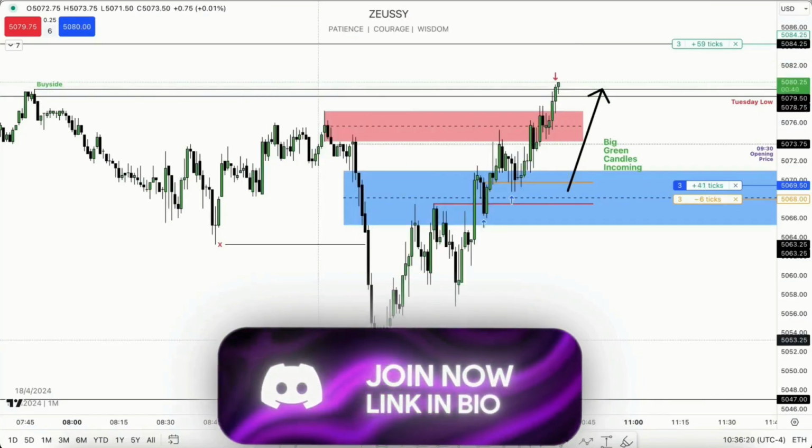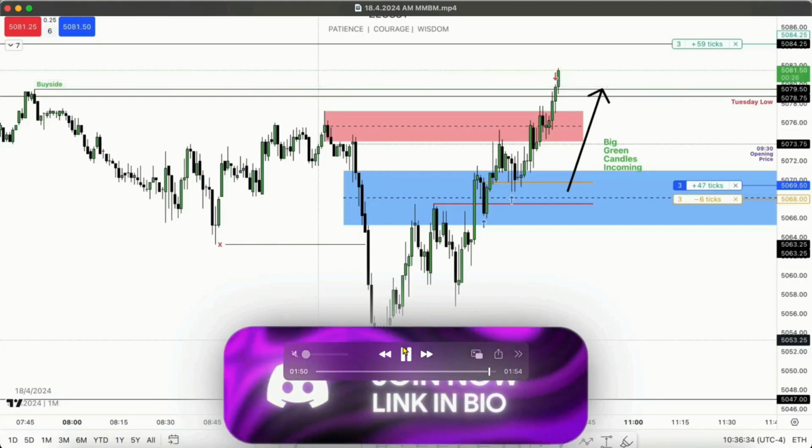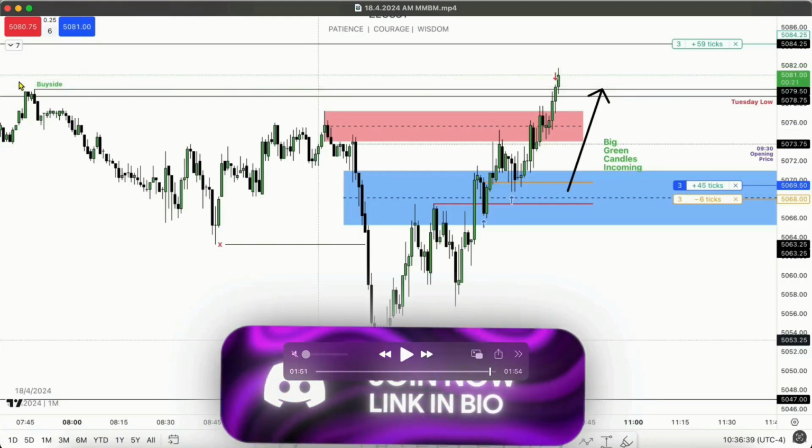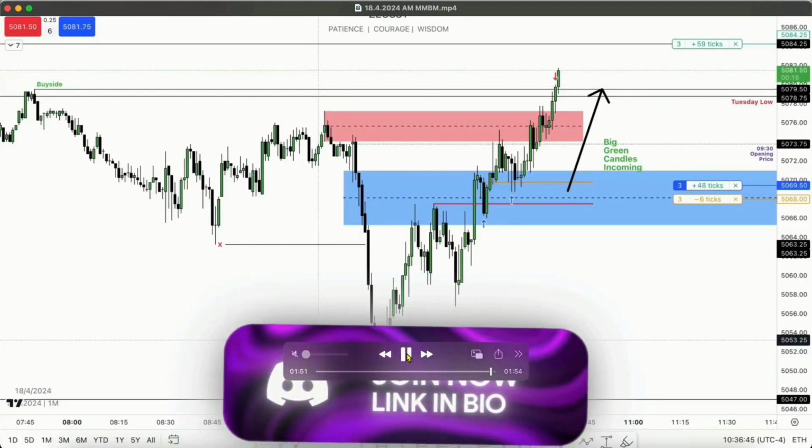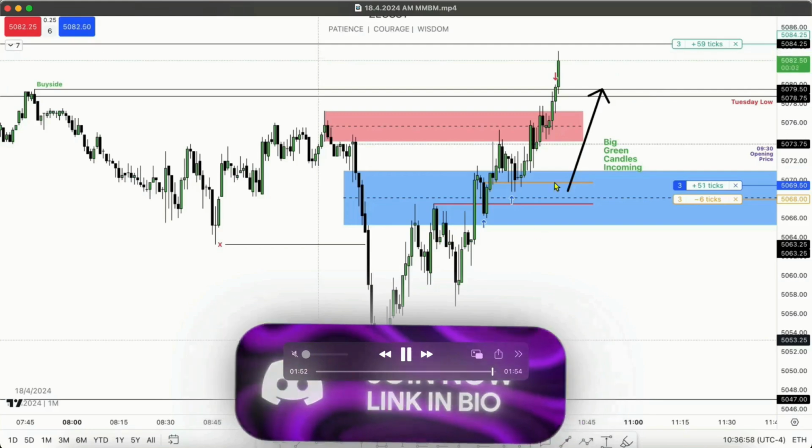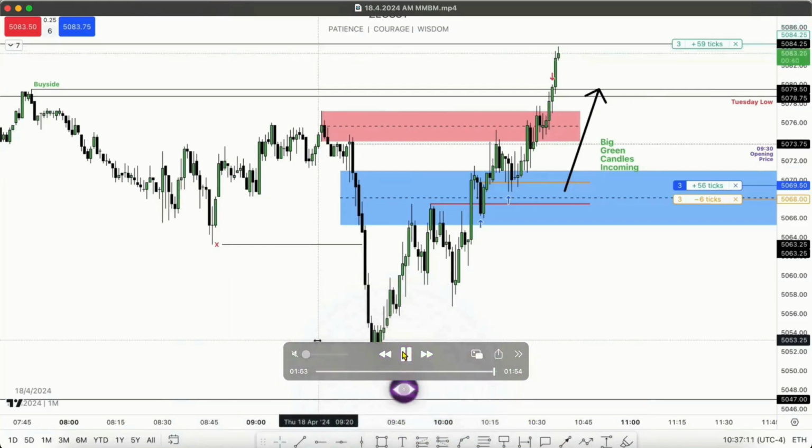Here you can see the executions, and eventually the market expands beautifully above this high towards the London high, which was this high. What I want you to take away from these three executions that you just witnessed is how I'm mentally preparing myself to get out the moment that price displaces against my favor.